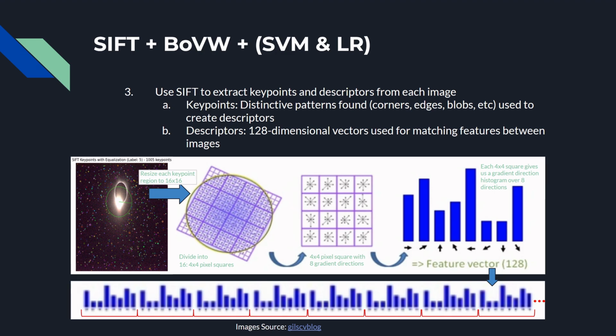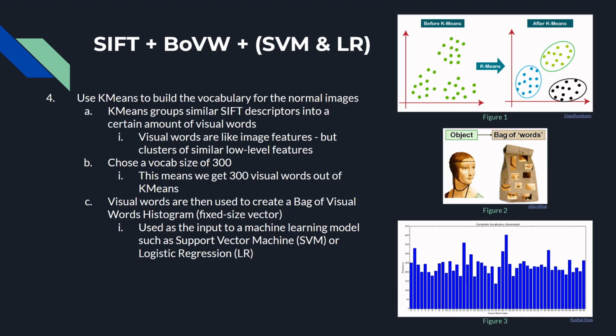We first start off with the key points on an image. They're resized to 16 by 16 and then divided into 16 4x4 pixel squares. Each 4x4 pixel square has 8 gradient directions, and each 4x4 square gives us a gradient direction histogram over 8 directions, which then gives us the whole vector of 128 dimensions. And then on the bottom you can kind of see how each 4x4 with 8 directions is concatenated into the 128 dimensional vector.